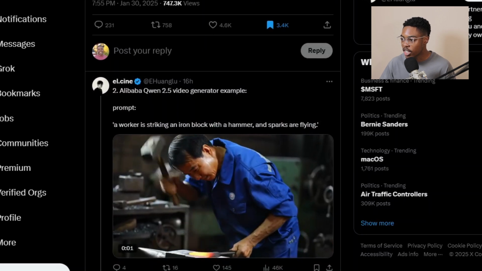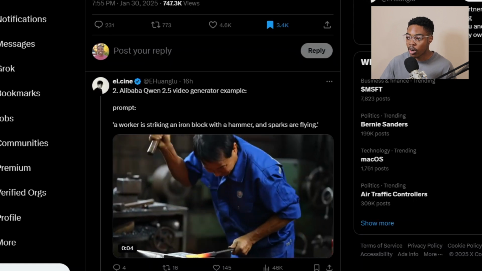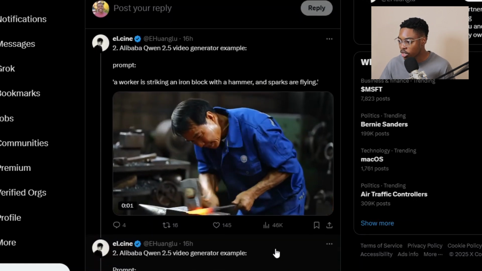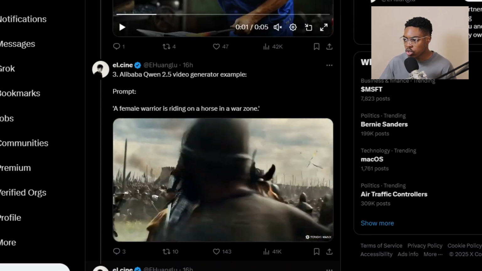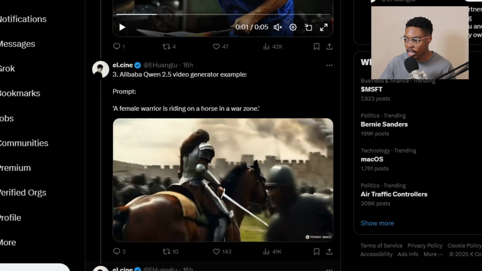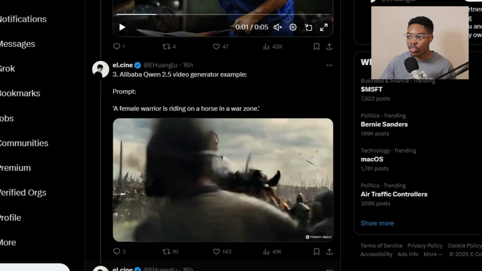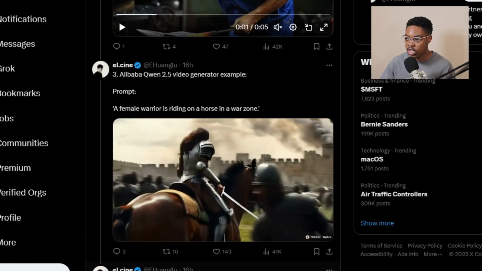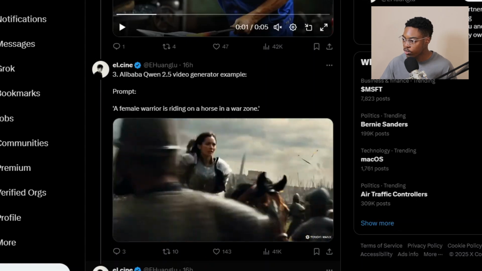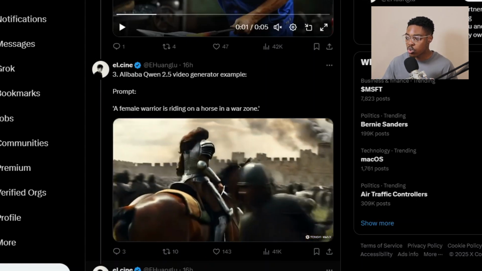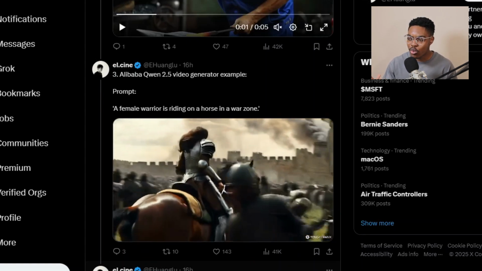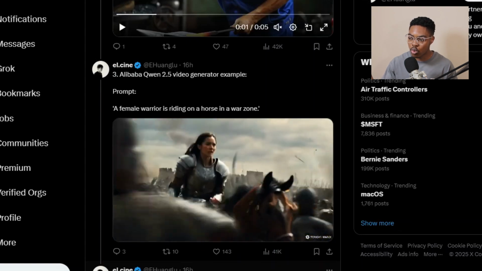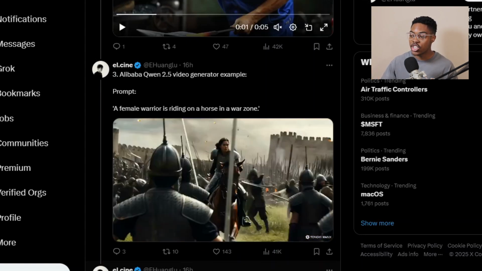And this is another one. This is amazing. It also makes the sparks, which is a nice thing. A female warrior riding on a horse in a war zone. It looks really realistic, which is what I like. Her hair is moving how hair should move. The smoke is also in the air, the horse is fine, and nothing really shows that it's AI unless you look really hard. But this is a nice generation.